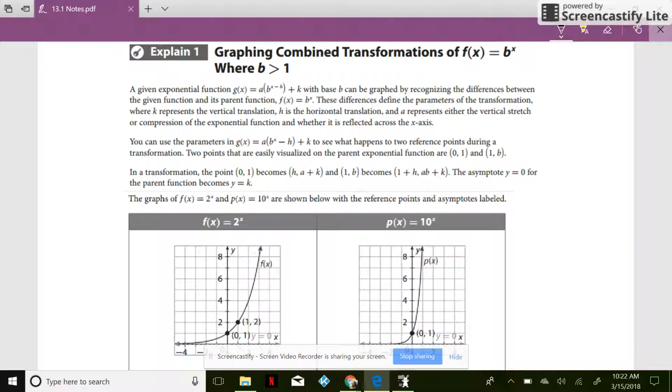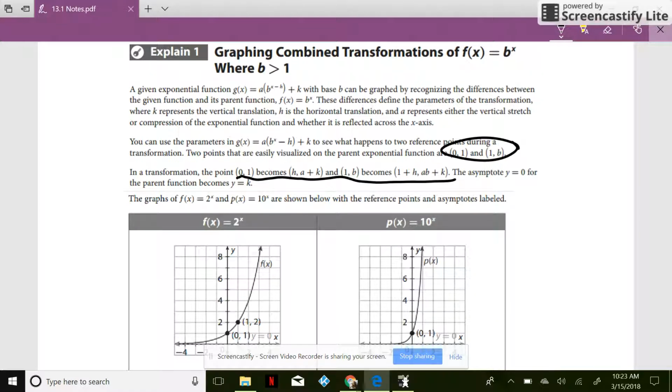Okay, so we're going to use 2 reference points, 0, 1, and 1, b. Then how those change: 0, 1 becomes h comma a plus k, and 1, b becomes 1 plus h comma ab plus k.